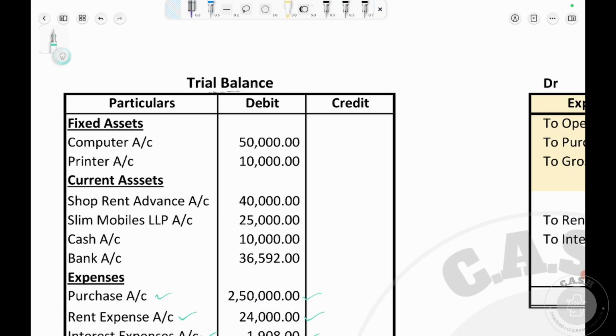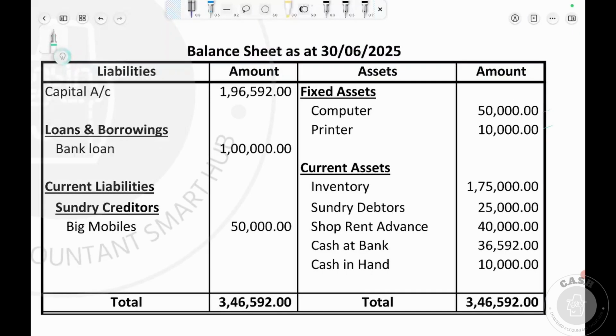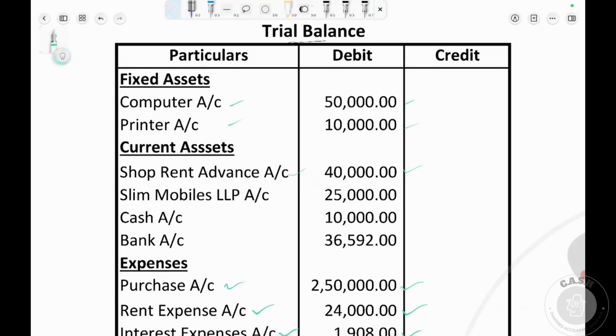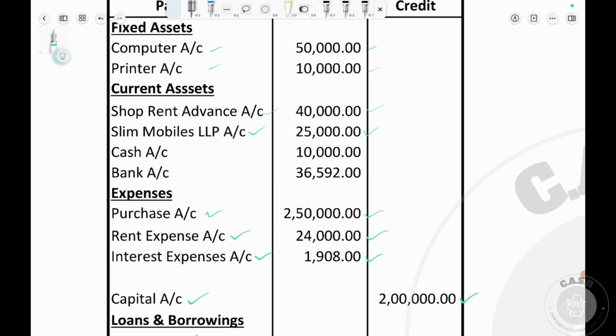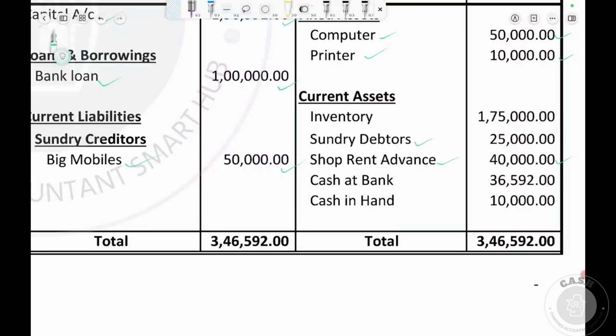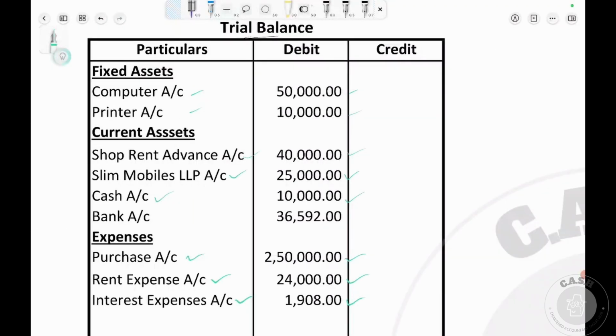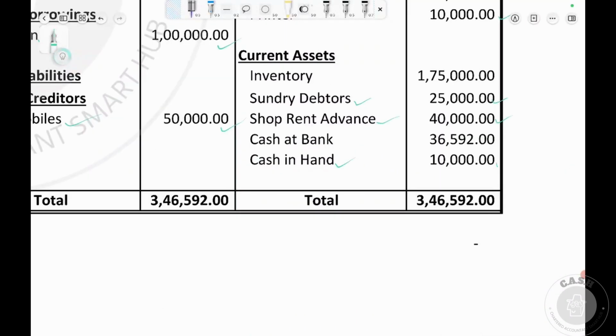Fixed assets, computer and printer, 50,000 and 10,000. We have taken 50,000 and 10,000 for computer and printer. Since we have not yet used the full service for rupees 40,000, that is an asset for us. So we have taken shop rent advance. So Slim Mobile LLP is a debtor for us. Sundry debtors 25,000 recorded. We haven't used cash, so the balance will be the same as on the balance sheet date, that is 10,000. Cash in hand rupees 10,000.